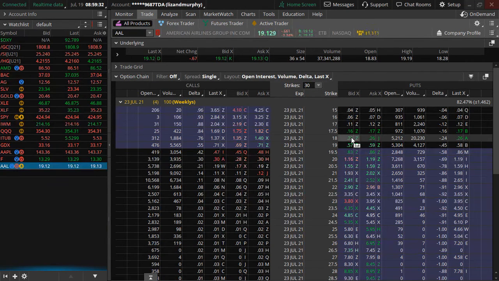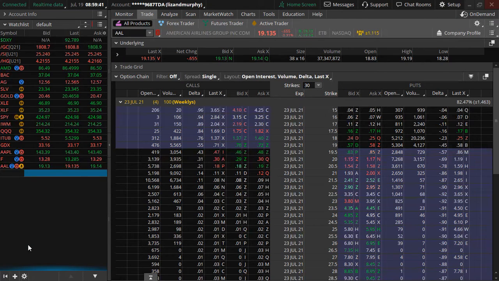Nice, cheap lotto play, tight spread, 25 cents, 26 cents. A beautiful trade right there. And go ahead and play that. Play the bounce, play the opposite trade, and play it into a call. You can play a straddle. You can play a strangle.